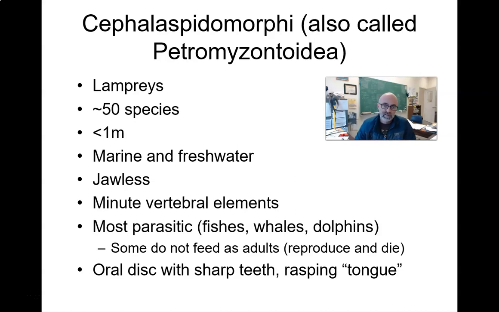Lampreys are the first group of vertebrates to have vertebrae. And most of these things make a living as parasites. I'll show you pictures of this. But there are some species, like the ones around here, that are non-feeding as adults, and they have kind of filter feeding juveniles. We'll probably see some at BioBlitz.